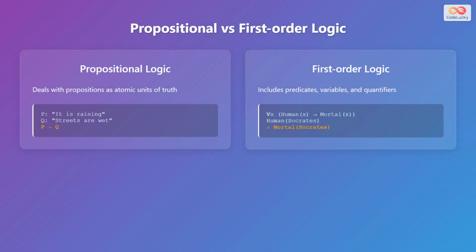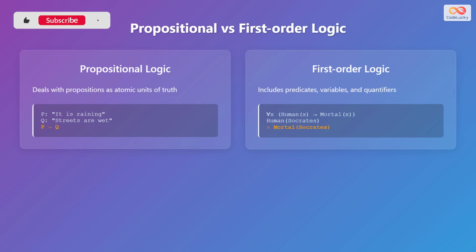Now, let's compare propositional logic with first-order logic. Propositional logic deals with propositions as atomic units of truth. For example, if P stands for it is raining, and Q stands for streets are wet, then P implies Q can be written as P → Q.